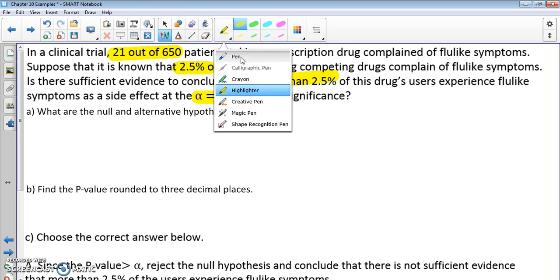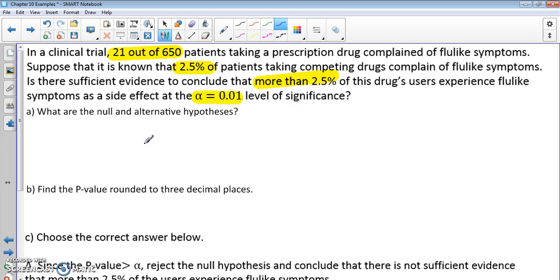So first we want to write down our null and alternative hypotheses. So we have H sub 0 and H1, and then our colons, and we're looking at a proportion. So we have p, and then the null at this point in this class is equal to. And then the alternative, we want more than, so greater than. And then 2.5%, we want to write that as a decimal, so 0.025.